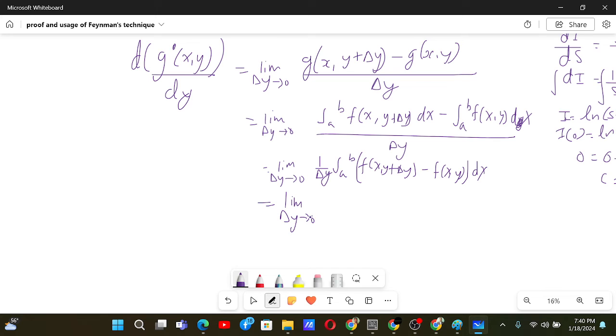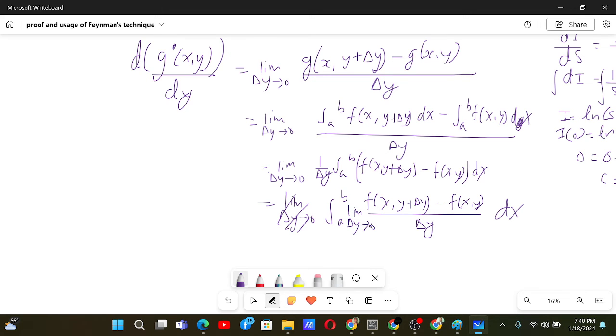So if we take that constant inside the integral, we will have f of x comma y plus del y minus f of x comma y, by del y, times dx. Now also we can take the limit inside the integral. Instead of here, we can take this inside the integral.